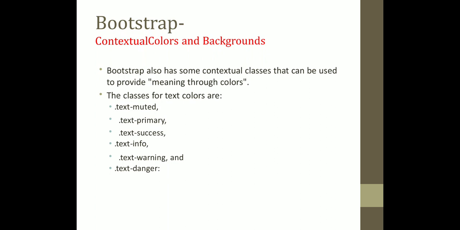So Bootstrap also has some contextual classes that can be used to provide meaning through colors. So the classes for text colors are .text-muted, .text-primary, .text-success, .text-info, .text-warning, and .text-danger. So these text-muted, text-primary, text-success, text-info, text-warning, and text-danger are the classes that can be used for text colors.